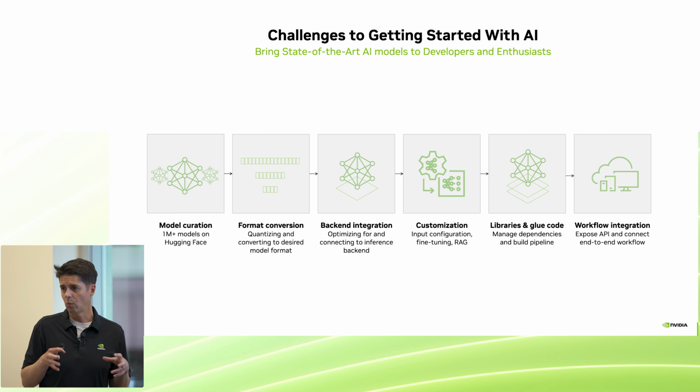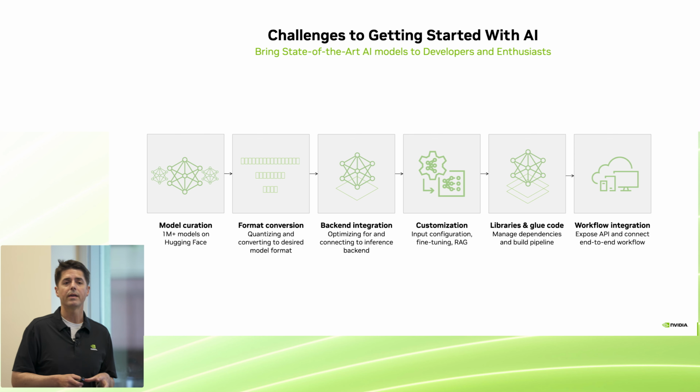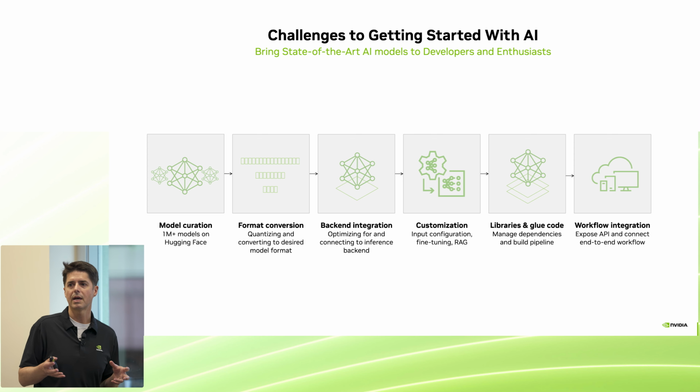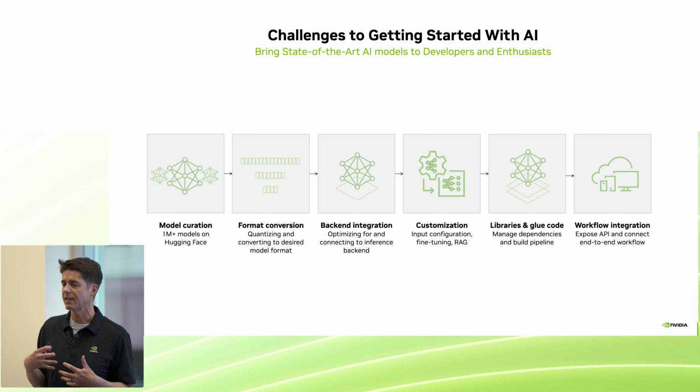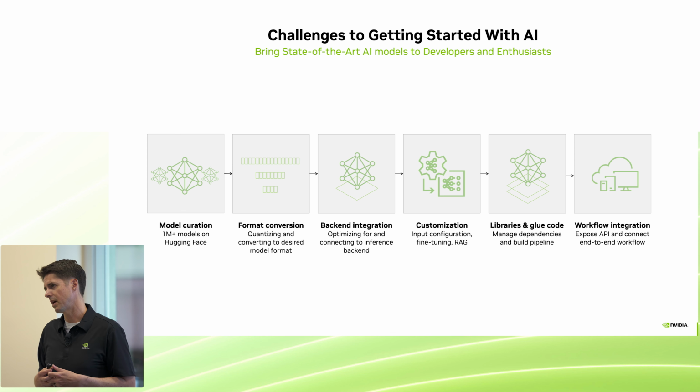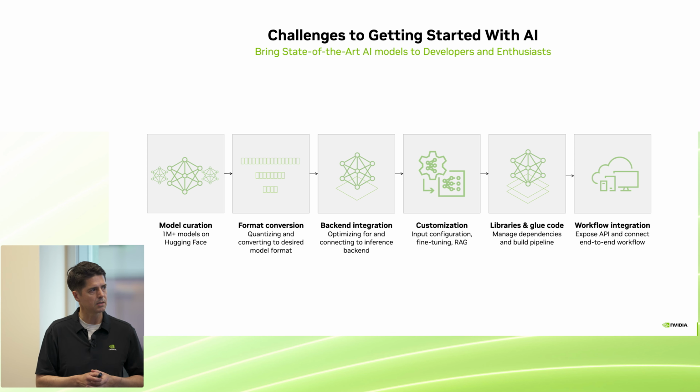Next is integrating with that backend itself. What do I mean by backend? Well, most of the models that you find in Hugging Face, by default, they're designed to work with PyTorch. PyTorch is great, it's really flexible, you can interleave Python code with it, but it's not the best performance. It doesn't deliver the highest performance. And so ideally you want to be working with the inference backend that is targeted for that specific hardware. But converting it into that backend can be a challenging process.